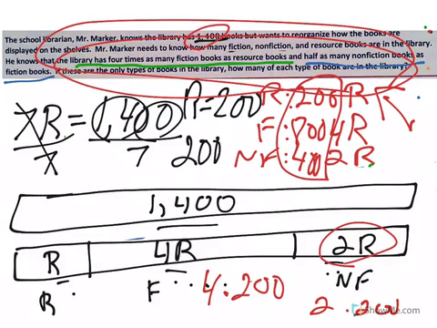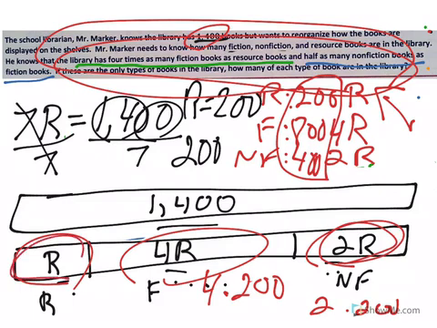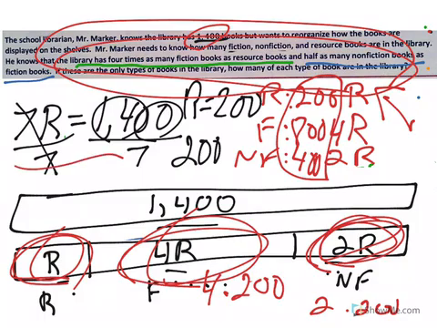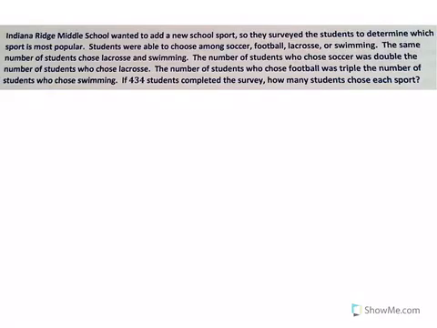We had the total, and then we were able to figure out how big each piece of the tape diagram should be based on the fact that the resource, 2 times the resource was nonfiction, 4 times the resource was fiction. Put them all together, add them, do a little simple math. There you go.